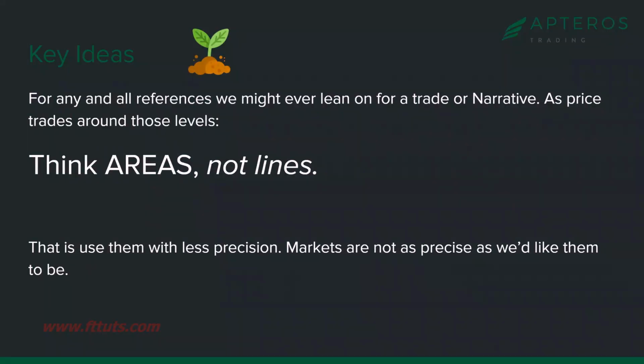Key idea. For any and all references we might ever lean on for a trade or narrative, think areas, not lines. Areas, not lines. General zones, not specific to the tick level. Use them with less precision. Composite value high, composite value low, whatever the reference might be. It's not precision stuff. It's general stuff, general areas. Wait for it to clearly show you it's breaking, something's changing, and then shift.